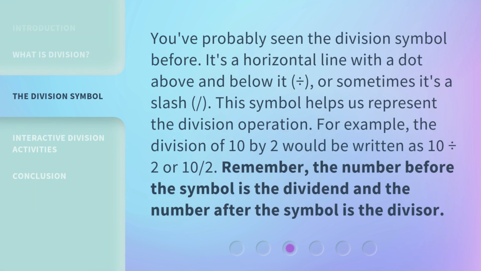You've probably seen the division symbol before. It's a horizontal line with a dot above and below it, read as "divided by", or sometimes it's a slash. This symbol helps us represent the division operation. For example, the division of 10 by 2 would be written as 10 divided by 2 or 10 halves. Remember, the number before the symbol is the dividend and the number after the symbol is the divisor.